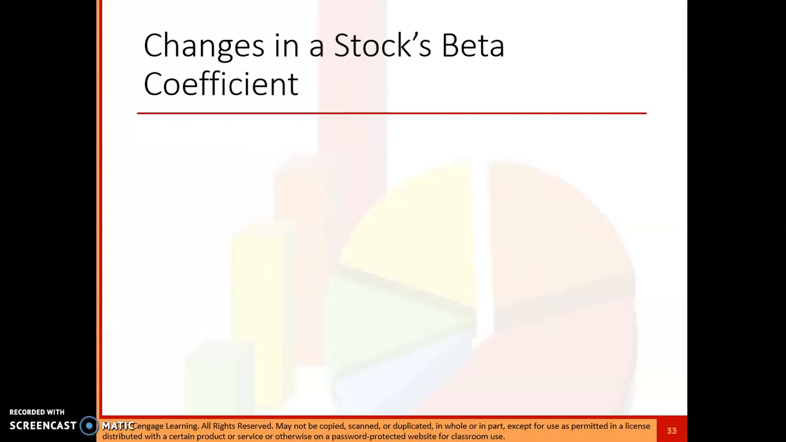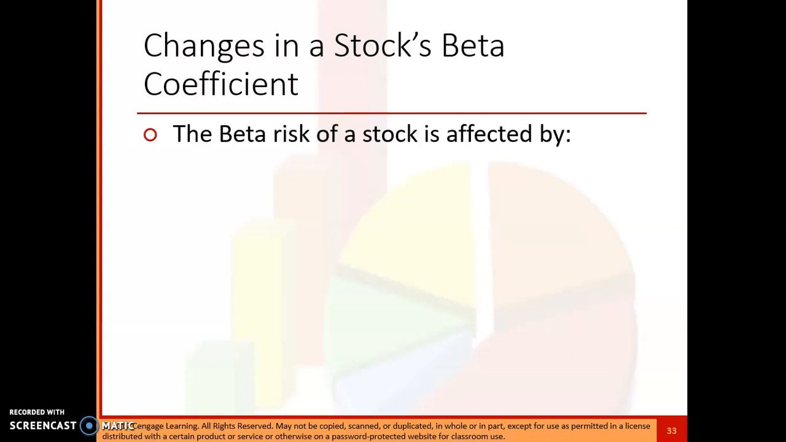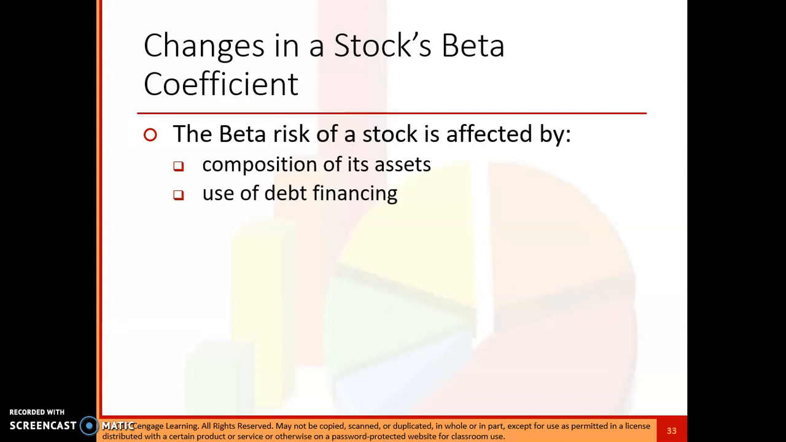Changes in a stock's beta coefficient. The beta of a stock is affected by the composition of its assets and the use of debt in financing. So stocks with higher debt are generally going to have higher betas, and vice versa.